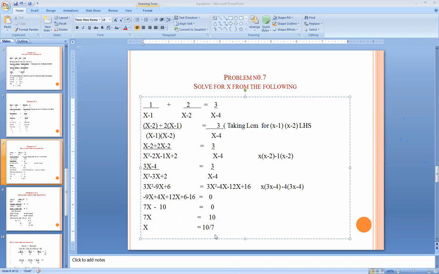So this is how we have to calculate when the value of x is given in the form of a fraction, that too when x is in the denominator place. So this is how to calculate the value along with the fraction.